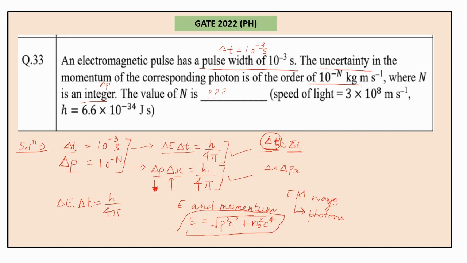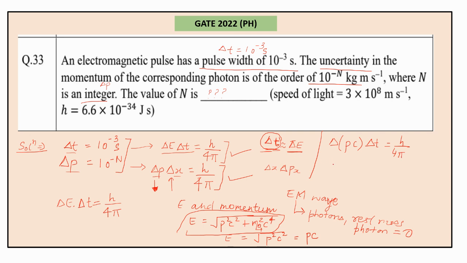And what is the rest mass of a photon? It's zero. The rest mass of a photon is zero. Okay, put m naught zero in this formula. So E is equal to under root p square c square, E is equal to p c. Okay, this is the formula: E is equal to p c. So now here you can replace delta E by delta p c, into delta T is equal to h upon 4 pi.